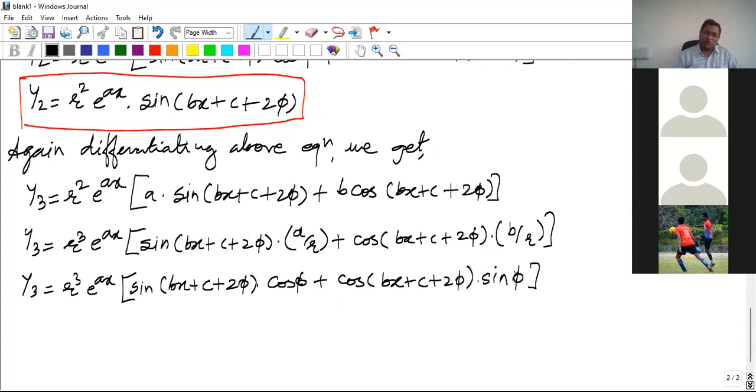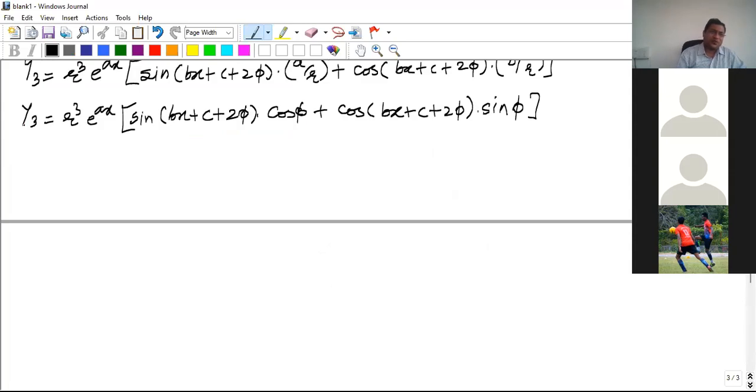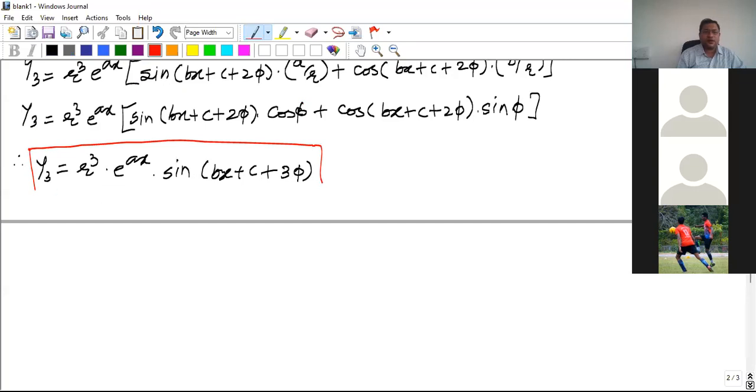Can we use the same formula again? Yes, sir. Yes, we can use it. Okay, so we can say that y3 is equal to r cube e raised to ax and sine of bx plus c plus 3 phi. So we got here, this is the third order derivative.